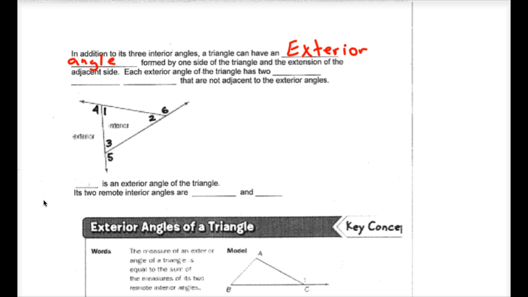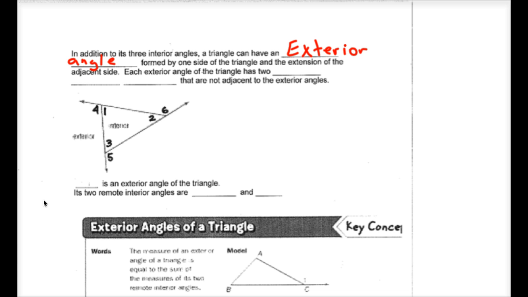Okay? And notice, from the vertex, you extend one of the sides, not both of them. Notice, that side is not extended, so just one of them. And you can do that at any of them.